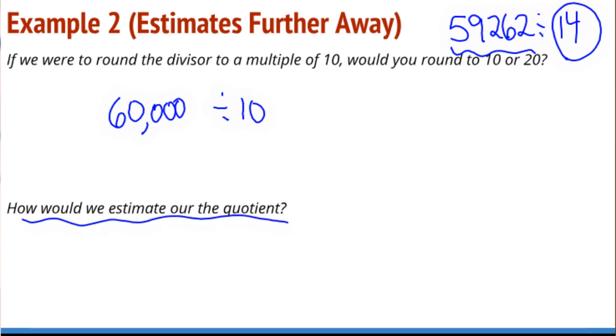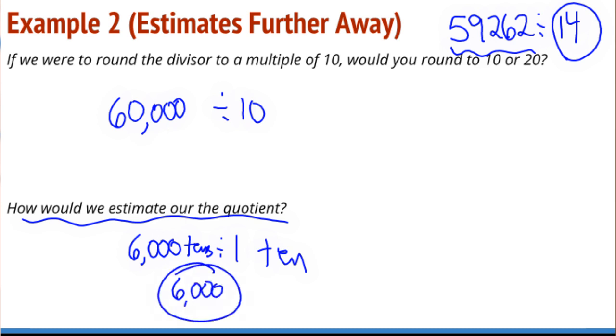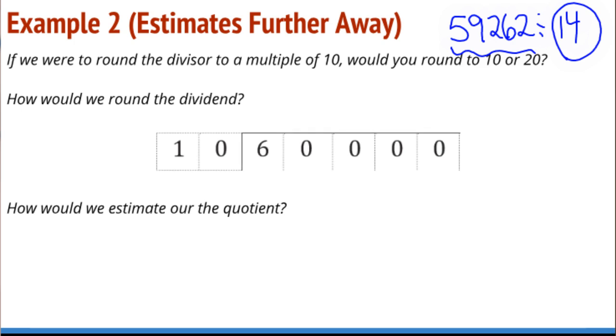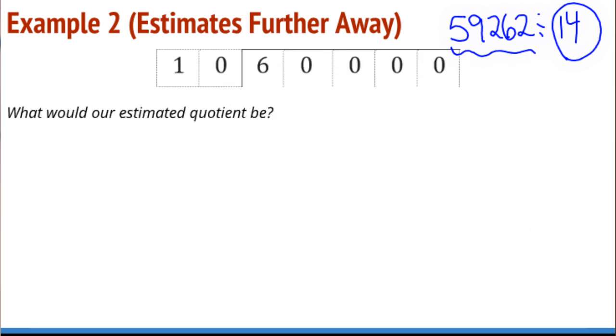So how would we estimate the quotient? Well, I would take the 10 and write it as 1 ten, and the 60,000 would become 6,000 tens, and I would have an estimated quotient of 6,000. All right, so there's our 60,000 divided by 10, and our estimated quotient would be 6,000. There we go. Slides have caught up with where I was.